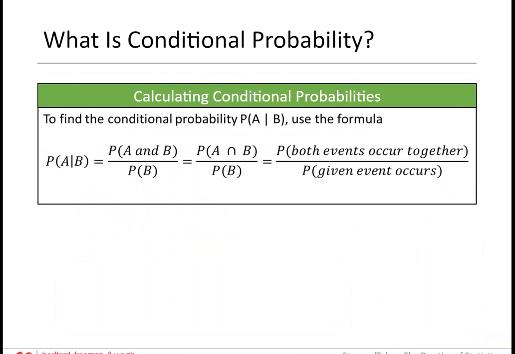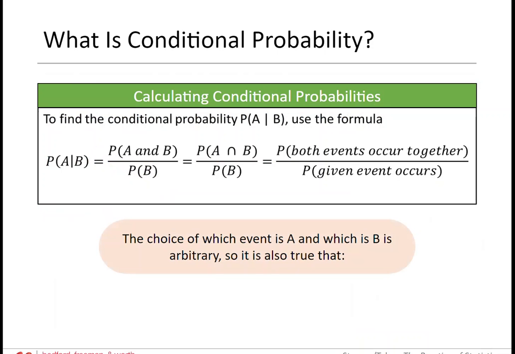To formalize this, the official formula for conditional probability, the probability of A given B, is the probability of A and B over the probability of B. Another way of writing that is the probability of A intersect B over the probability of B. Or generically, the probability that both events occur together over the probability that the given event occurs. Now, since it doesn't really matter which event you label A or B, you can switch up the A and the B. So the probability of B given A is the probability of B and A over the probability of A.